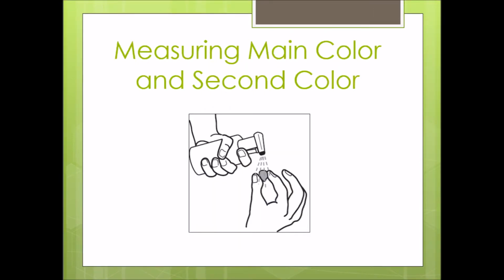After verifying the soil type, we will measure the main color and second color. Take a ped from the horizon being studied and note whether it is moist, dry, or wet. If it is dry, moisten it slightly with water from the bottle.